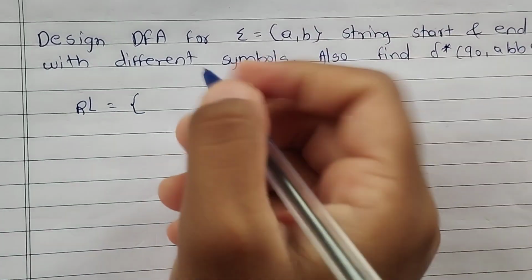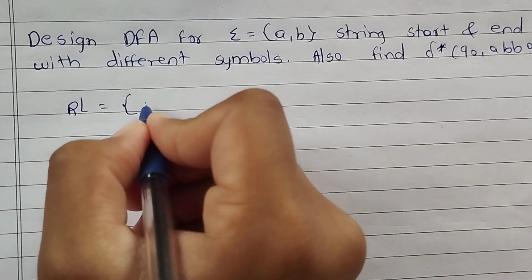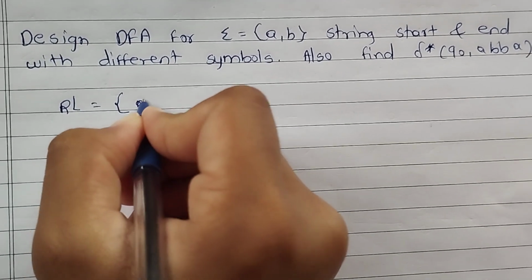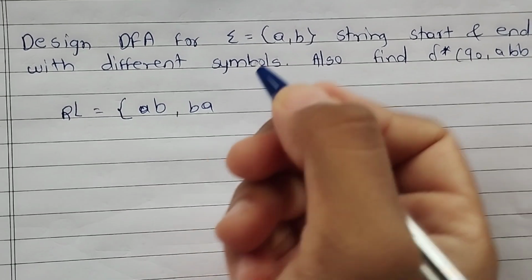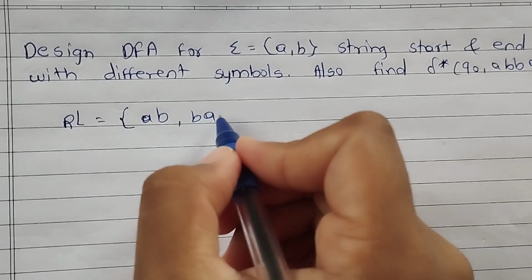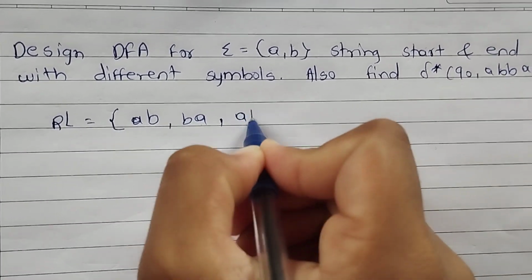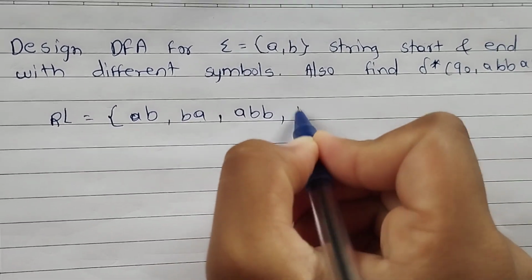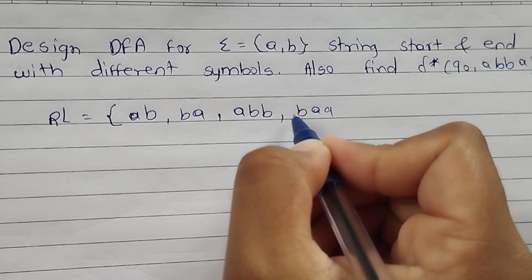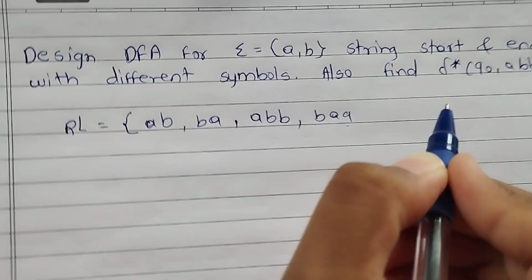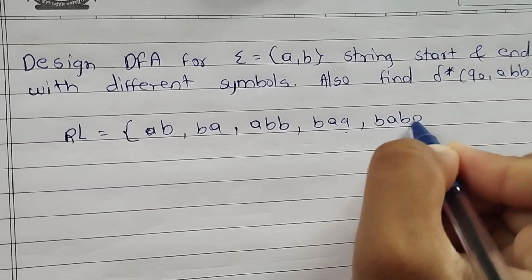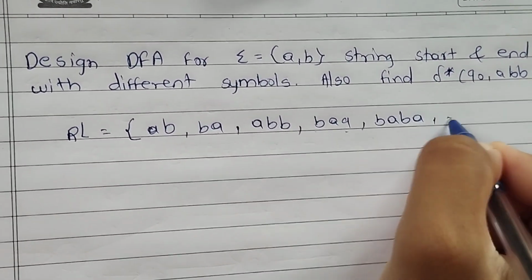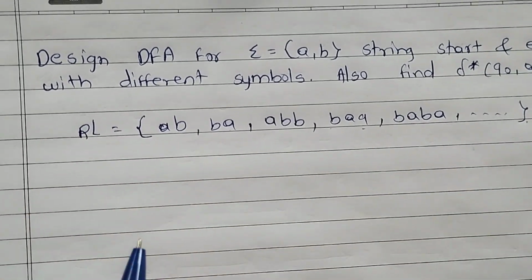So, let L be the strings that start with a different symbol: AB starts with A, BA starts with B and ends with A. Now ABB, BAA, because they start with B and end with A. So in between, anything, like ABA. So this is the regular language.